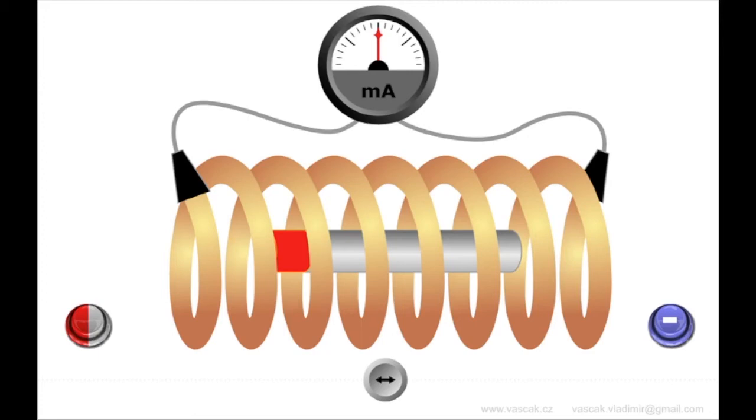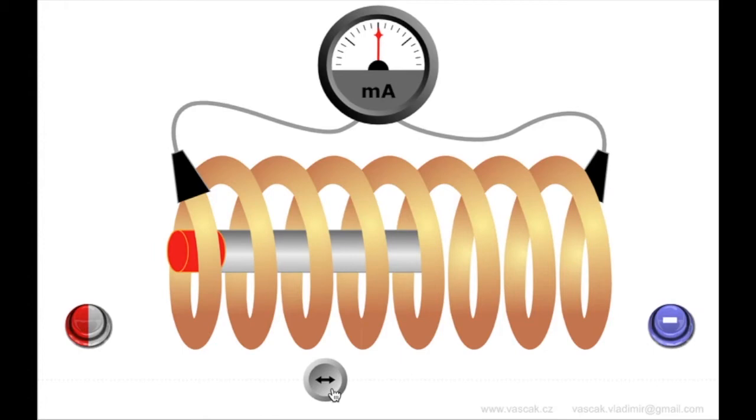Okay, so we're going to look at how we can generate electricity then. So here I've got a magnet that's inside a solenoid, and the ends of the solenoid are connected to a milliammeter or a galvanometer, something that will detect really small electric currents. So let's have a look what happens when I move the magnet around.